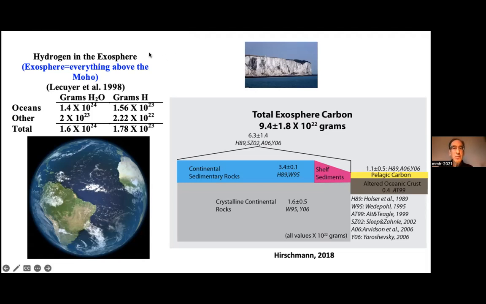Not quite so easy, but reasonable, is to inventory all of the carbon in sediments and sedimentary rocks on the continental shelves, in crystalline continental rocks, and so forth. This is a summation that I did a number of years ago. All of these are the different references that I used to put this together. And we get a number, a total mass.